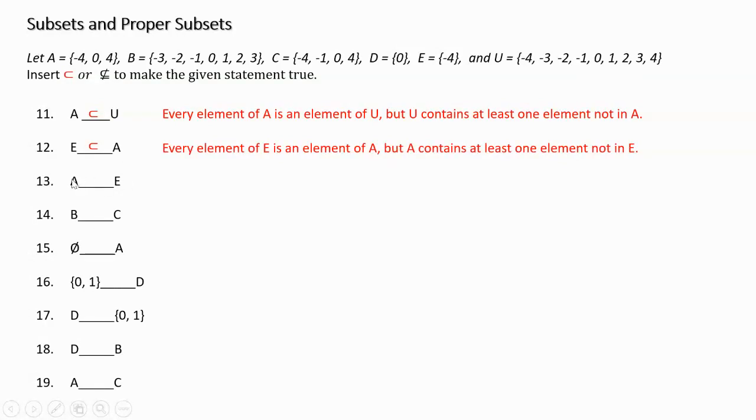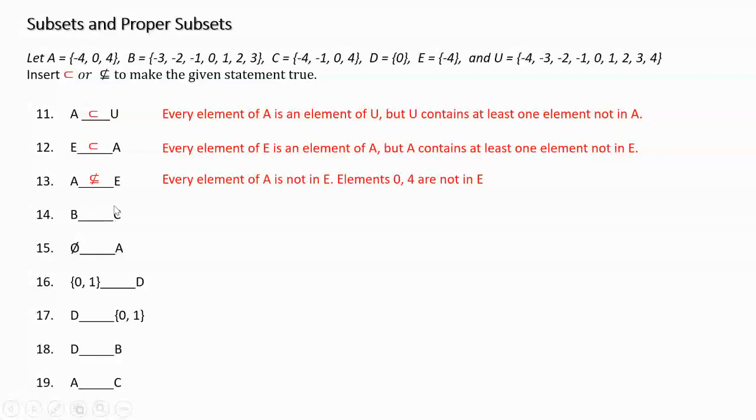If you switch them around, right, you put set A, and then we have set E, right? So this will be the second symbol, which will be not a subset, because every element of A is not in E. Elements 0 and 4 are not contained in set E.